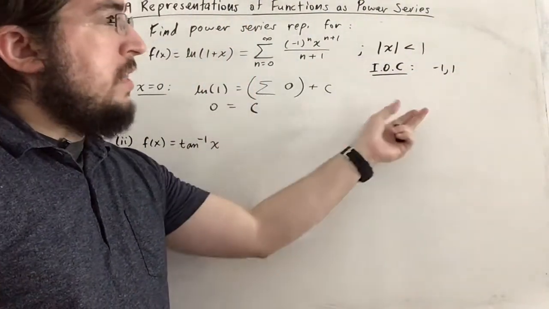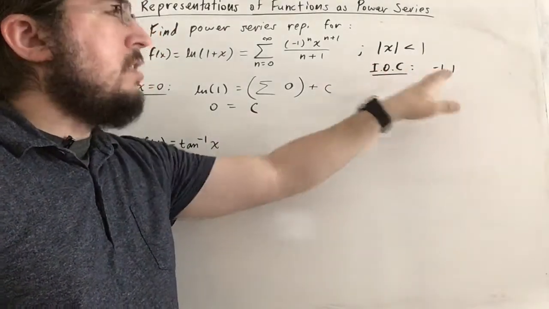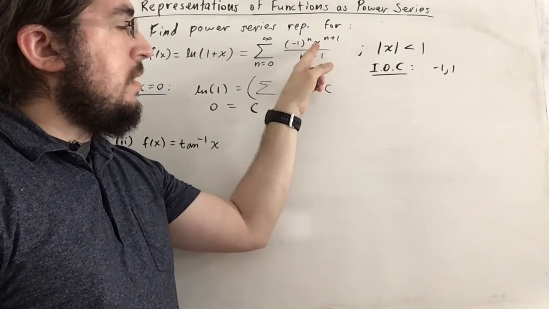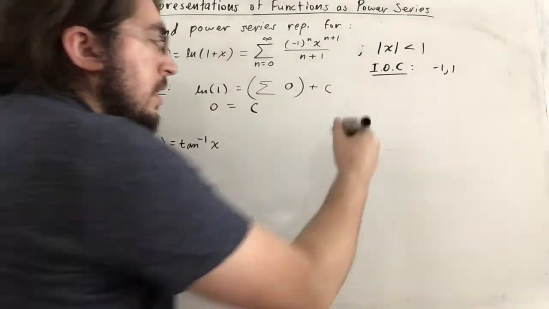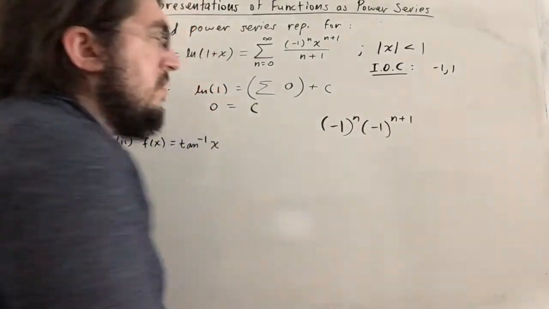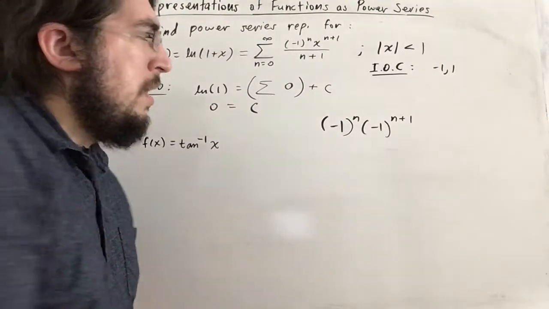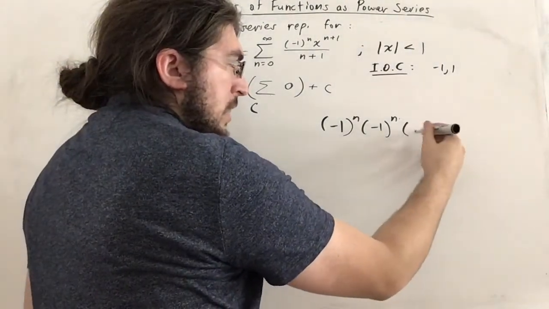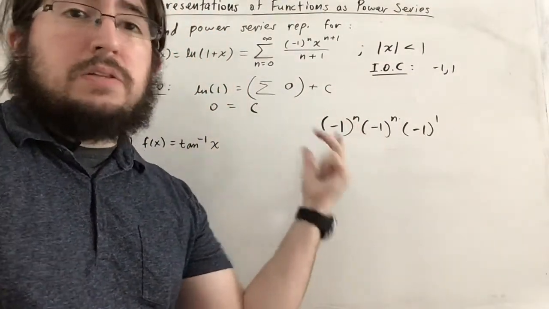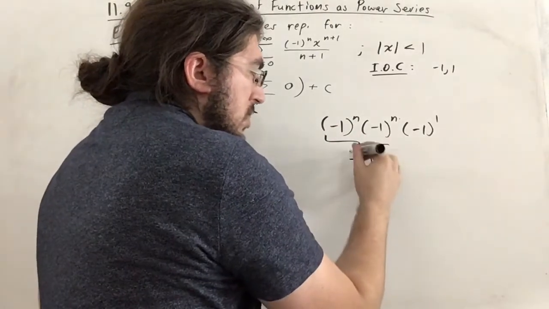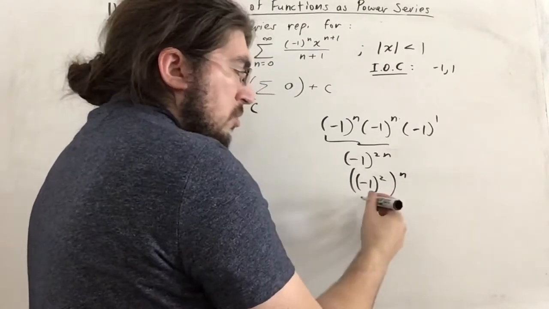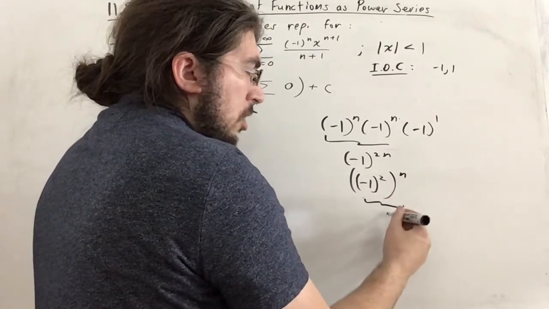Now, when you check the endpoints, plugging in negative 1 will basically make this negative 1 to the n times negative 1 to the n plus 1. I kind of mentioned this in the previous video, but the negative 1's kind of cancel. Basically, you can write this as negative 1 to the n times negative 1 to the 1. And this is going to be negative 1 to the n plus n, which is negative 1 to the 2n. And notice negative 1 to the 2n is the same as negative 1 to the 2 to the n, which is just 1 to the n, which is just 1.